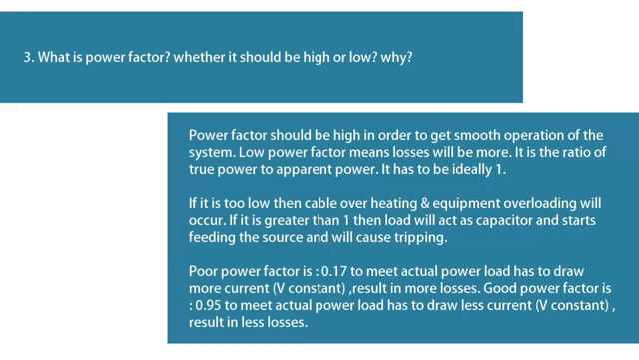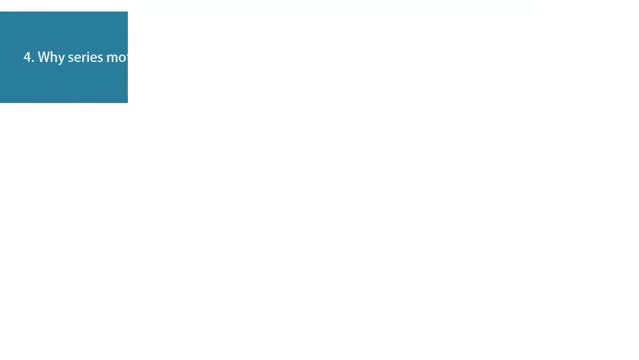Poor power factor is 0.17. To meet the actual power, the load has to draw more current, which results in more losses. Good power factor is 0.95. To meet the actual power, the load has to draw less current, which results in less losses.